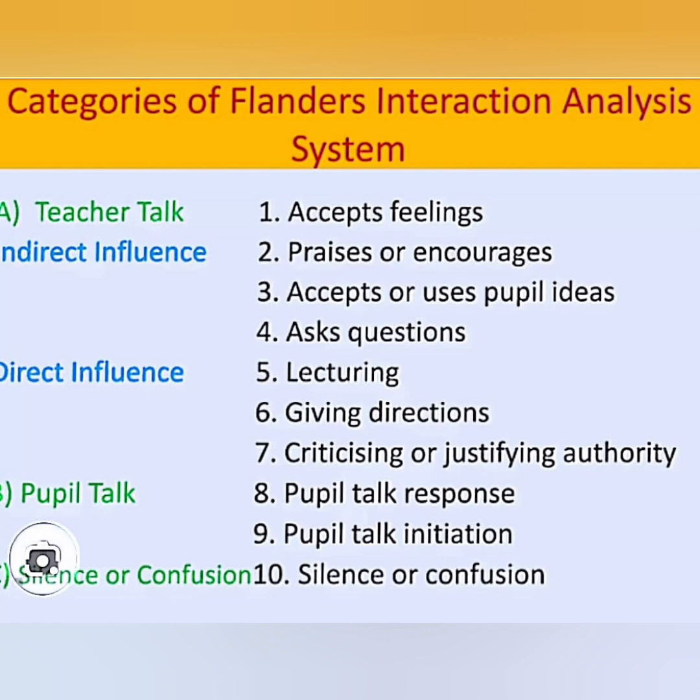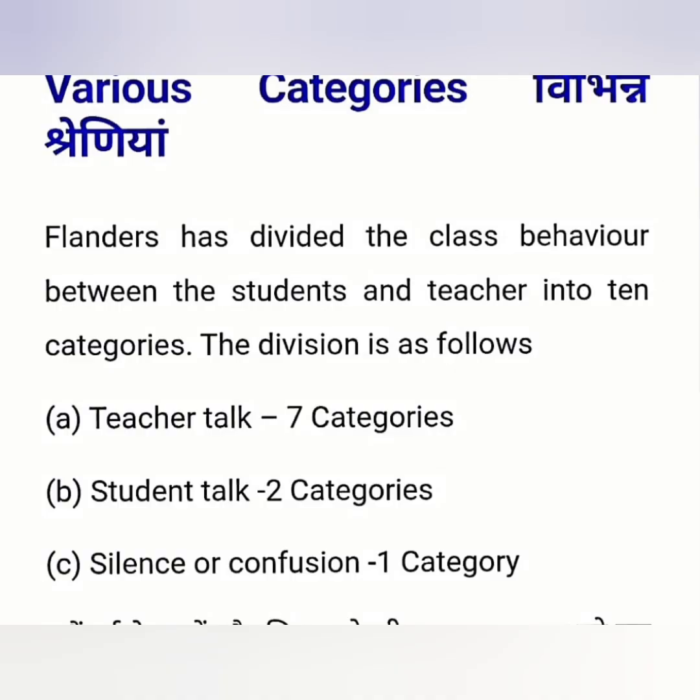Now, categories of classroom interaction. There are 10 categories of Flanders Interaction Analysis. Flanders classified classroom verbal behavior into 10 categories, which are divided into 3 main groups. First, teacher talk, 1 to 7. In 1 to 7, first, accept feeling. It means the teacher recognizes or accepts students' feelings and emotions. Example: I know this topic is difficult.